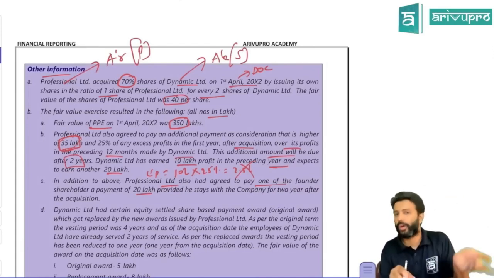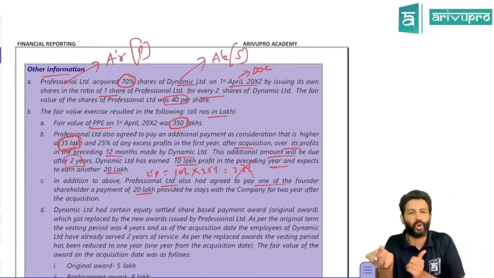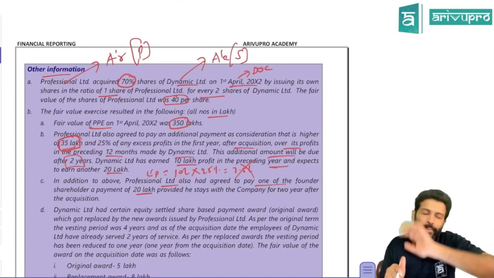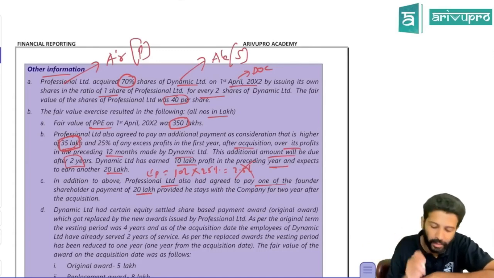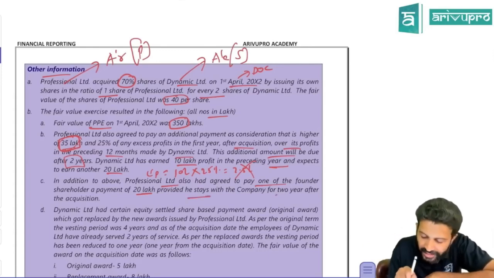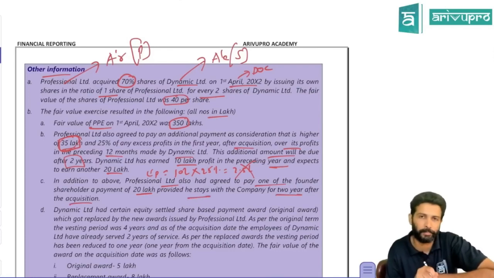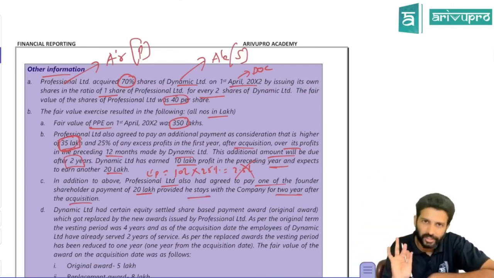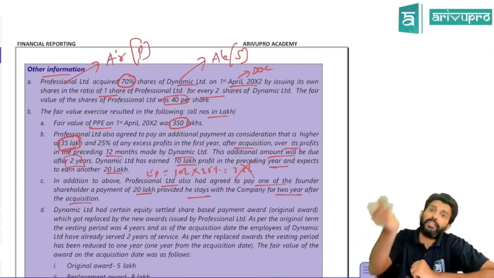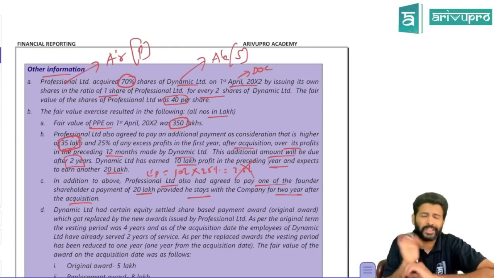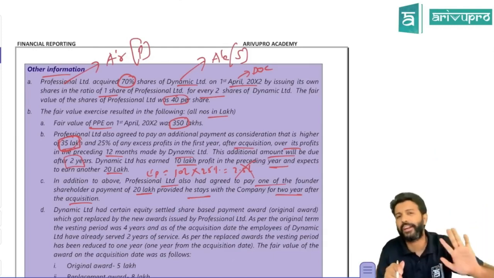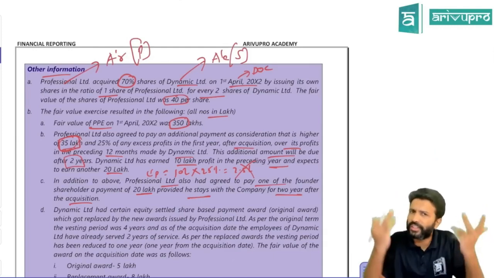The employee shareholder is there. He's a founder also, a shareholder also. Okay. So to him, the professional is saying we'll give an additional amount. How much? 20 lakh, provided he stays in the company for 2 years after acquisition. Only if he stays, he will get this. Have they told even if he doesn't stay, we will pay? No, that is not mentioned. That means only if he stays, he will get it. If he leaves within 2 years, he will not get it.